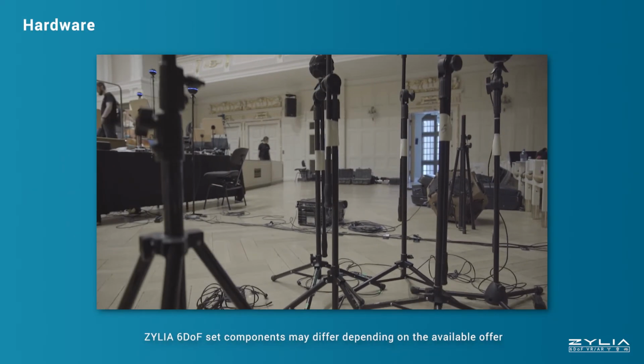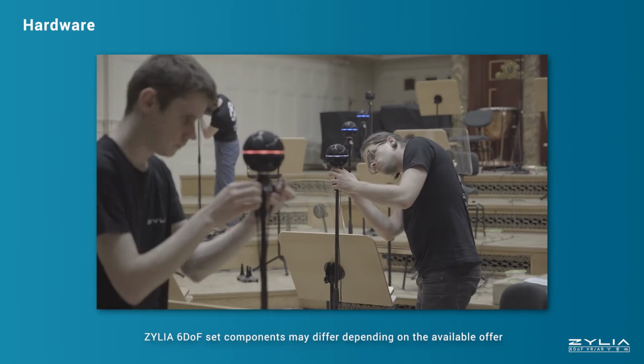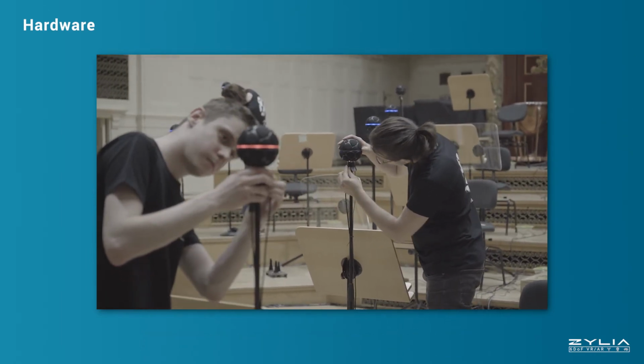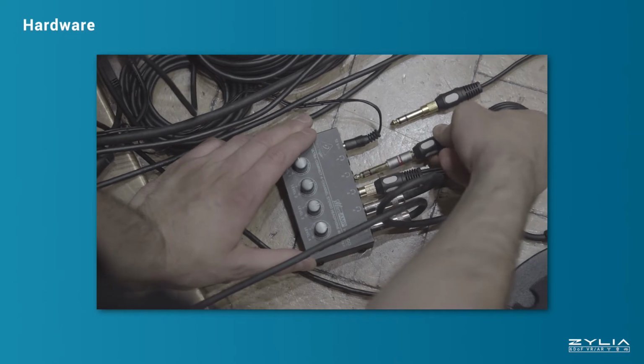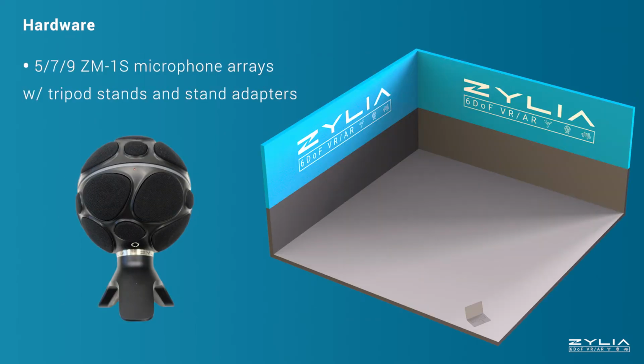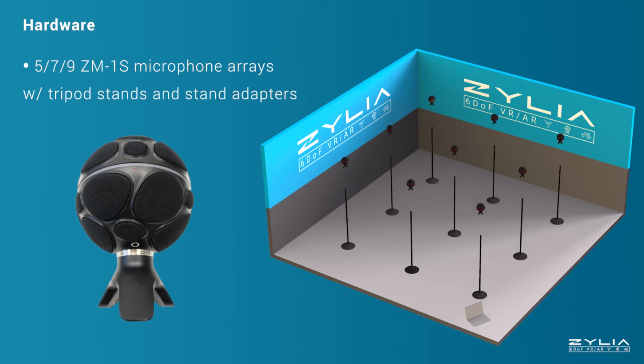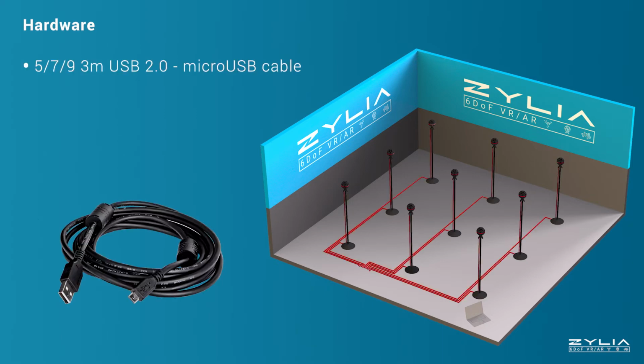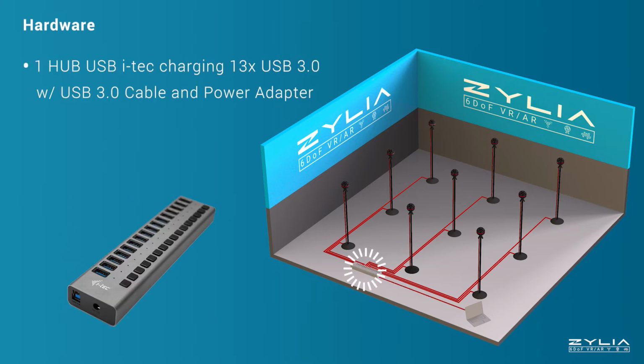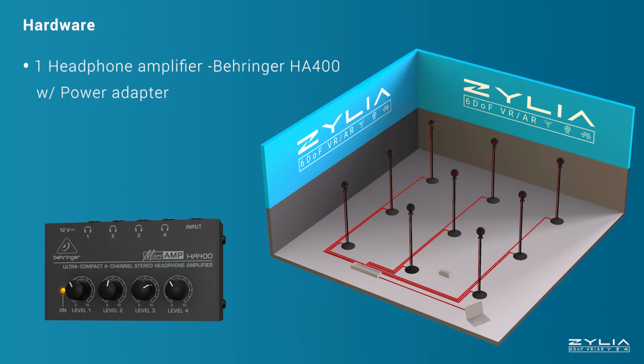Before installing the software, it is important to verify and understand the content of the ZYLIA 6 Degrees of Freedom set. The following items are included in this set: 5, 7 or 9 ZM1S microphone arrays, calibrated microphone arrays with synchronization input, a 3-meter micro USB cable for each of the ZM1S arrays to connect the ZM1S to the USB hub, one USB hub iTech charging 13 ports and corresponding USB 3.0 cable and power adapter, one headphone amplifier Behringer HA400 and corresponding power adapter.